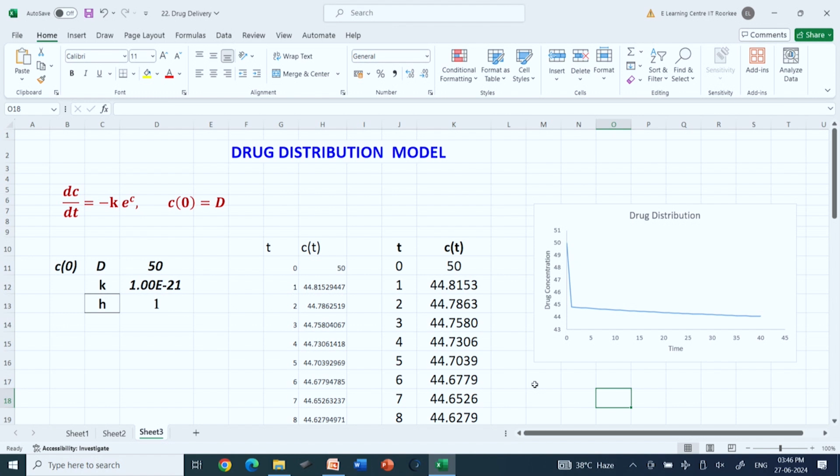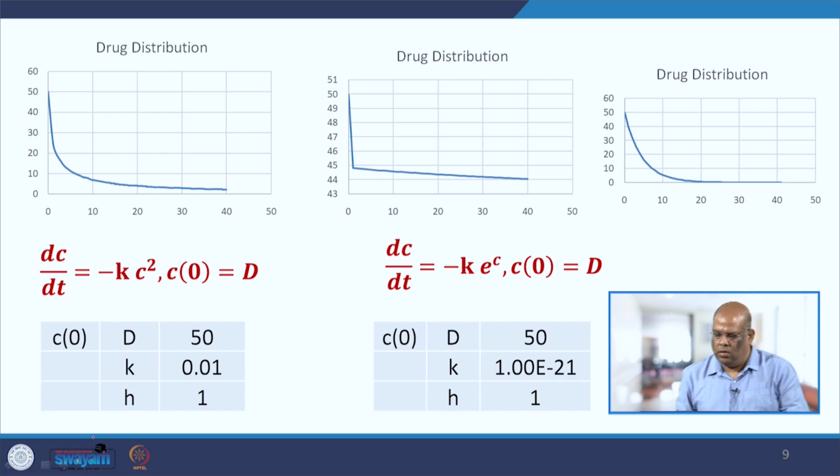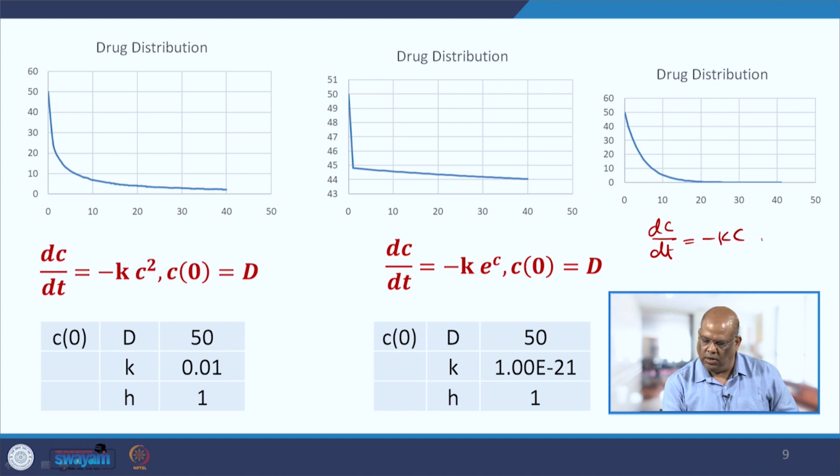So let's go back to the slides again and compare. So as you can see here we have 3 graphs. This one is dc dt equal to minus k times c. We have kept the same concentration C0 equal to D, and the value of K also same here, it is 0.01. So if you see this particular diagram, the plot with the law minus Kc, you can see that it starts with the concentration 50 and gradually goes down to 0.